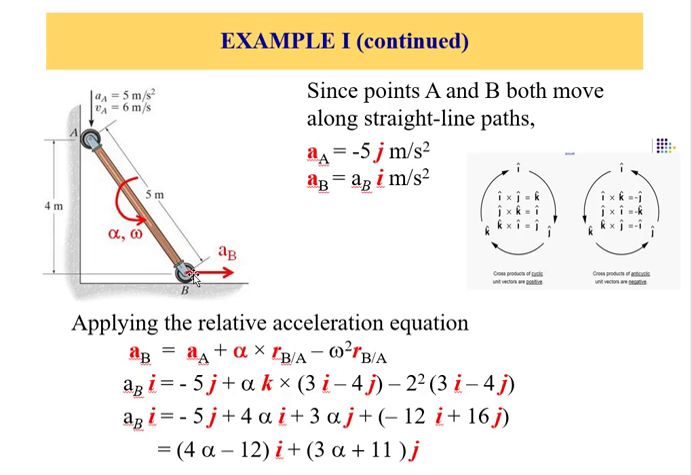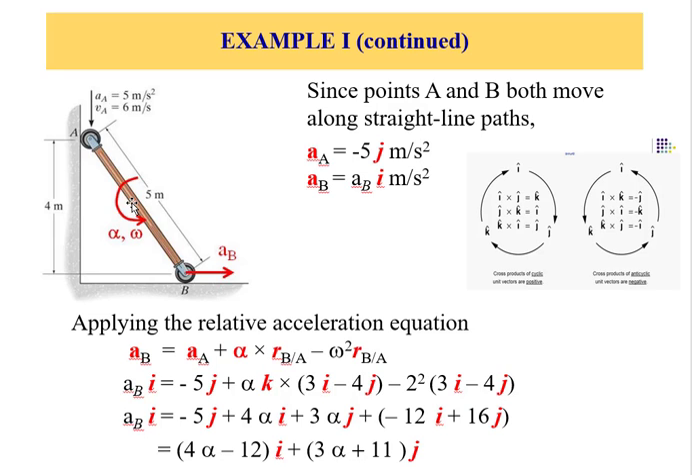So the tangential component is going to be equal to the first part, alpha cross R_B relative to A, minus omega squared multiplied by R_B relative to A. Now we need to know what alpha is.